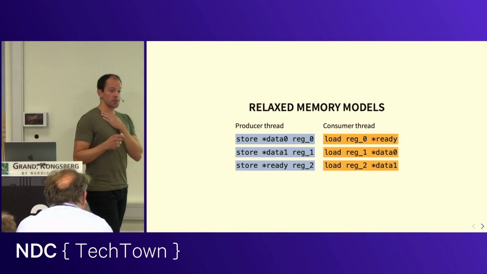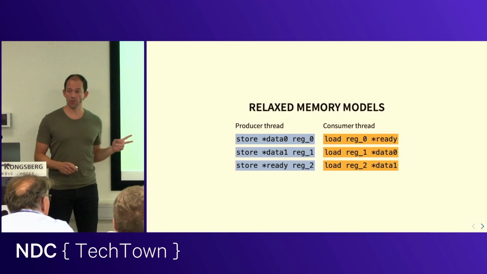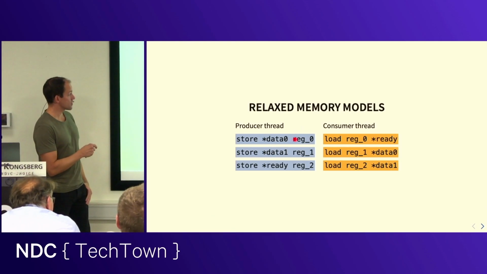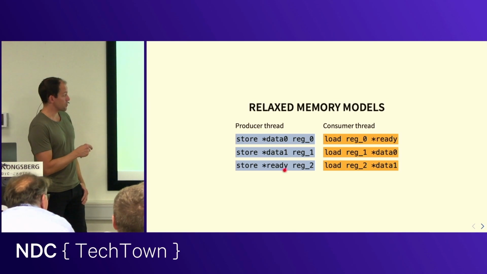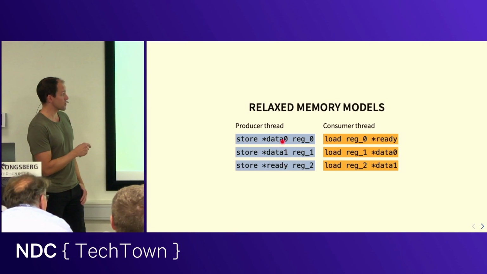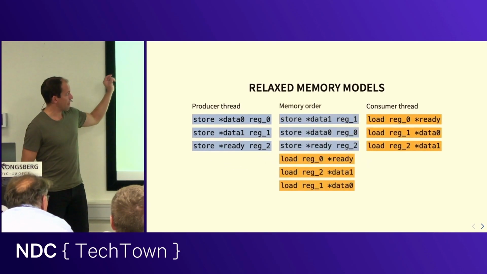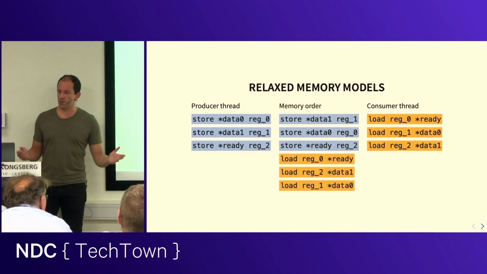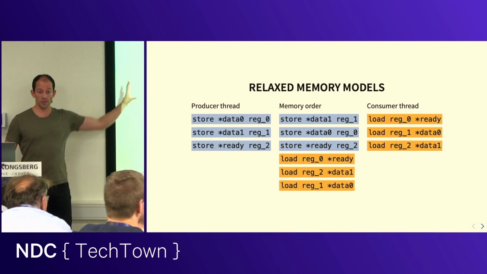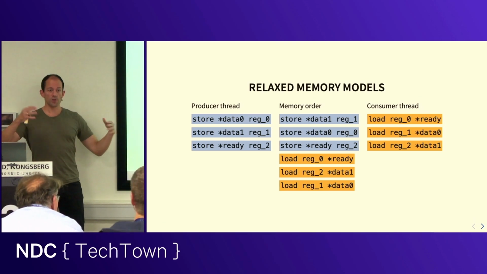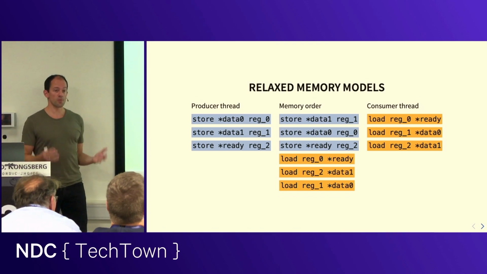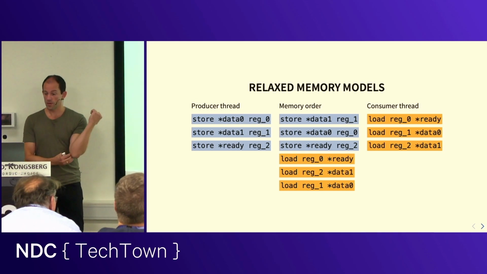So for instance, if data is not 1 word, but 2 words, so we're storing data 0 and data 1, well, they have to happen before ready, but we don't care about the order between these two. Like if I store half of the data first or later, I don't care. So in the memory order, it's fine for me as an assembly programmer here. I don't care about the order of the data stores. I just need both of them to have happened before ready, and the same with the loads.